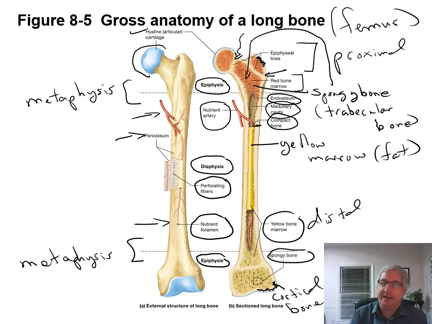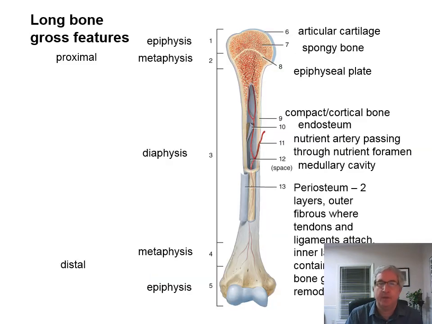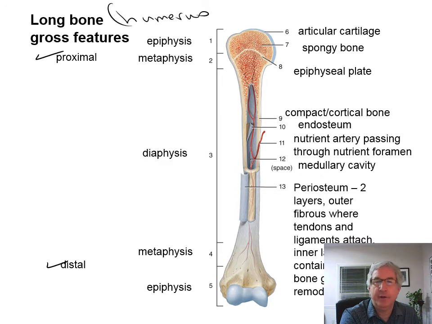Okay, so all right, next slide. So here's gross features of a long bone. Once again, here's the proximal end and the distal end down here. This bone is actually the humerus. That was the femur on the previous slide. This is the humerus here. This is your upper arm bone, so the shoulder would be up here.